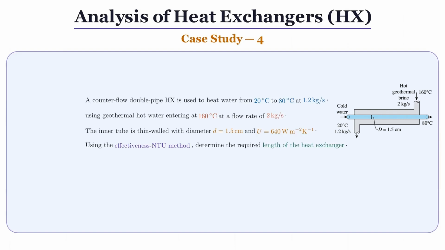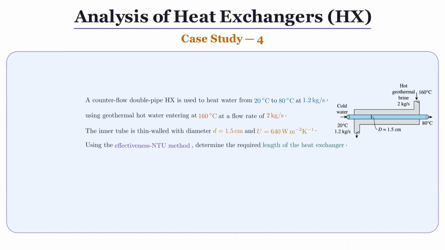Notice that only the inlet temperature of the hot stream is specified. Its outlet temperature is unknown, and that single missing piece of information is precisely what makes this problem the natural domain of the NTU method. The inner tube is thin-walled with a diameter of 1.5 centimeters. The overall heat transfer coefficient U is 640 watts per square meter per Kelvin, a value that reflects the combined convective performance of both fluid streams.